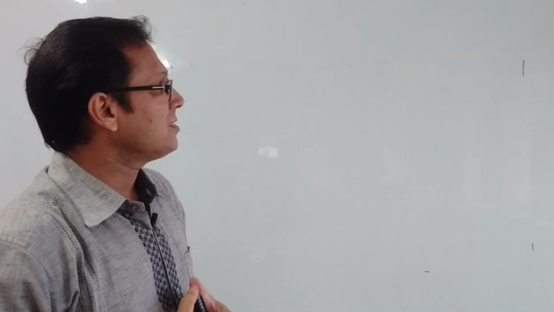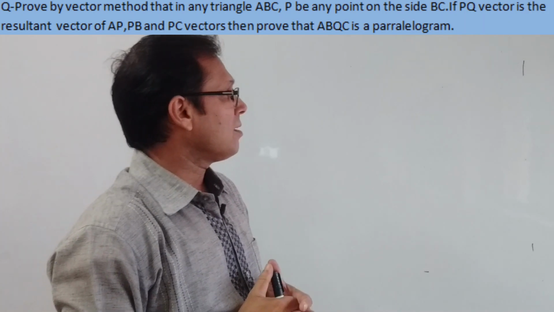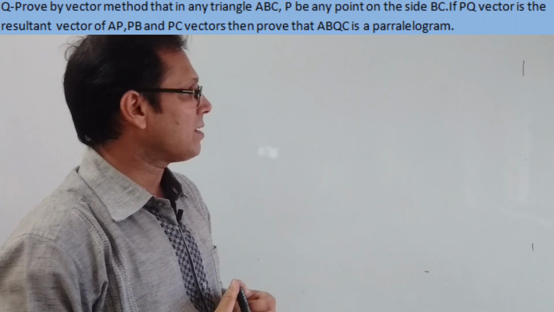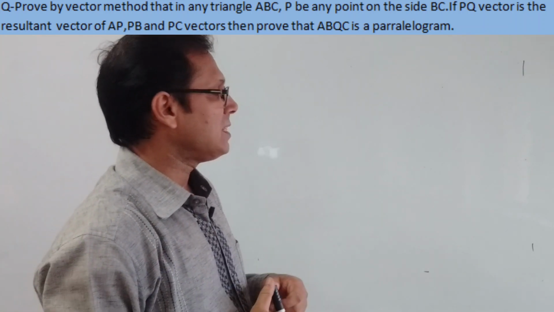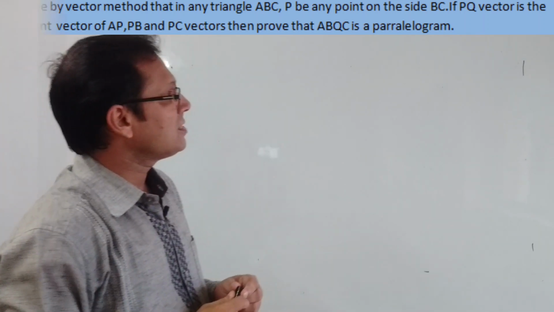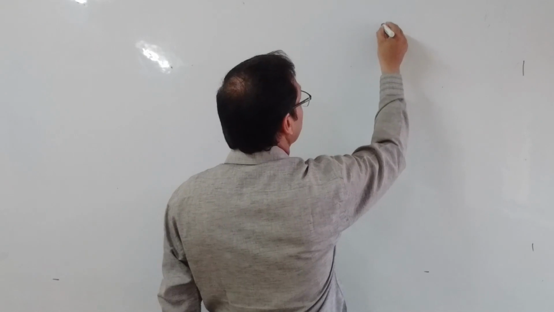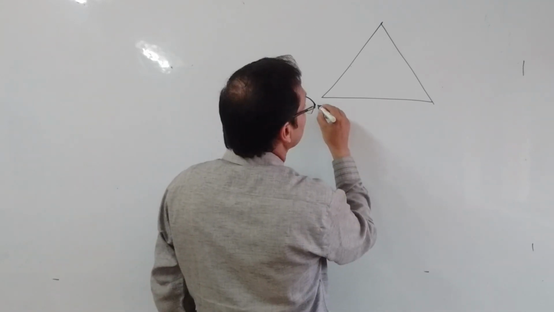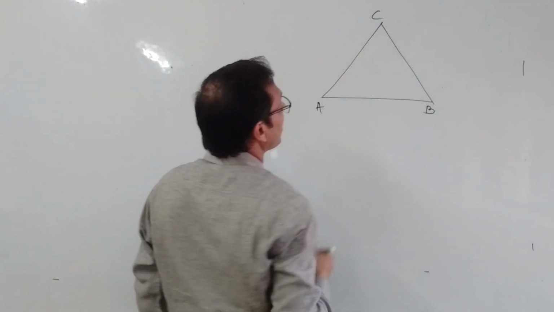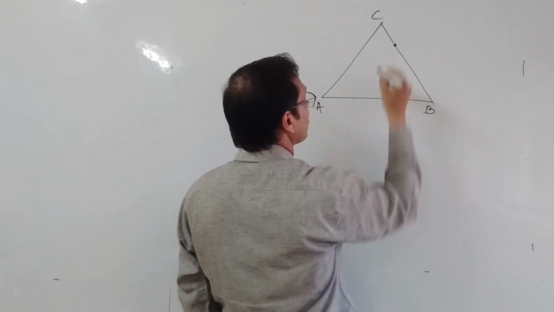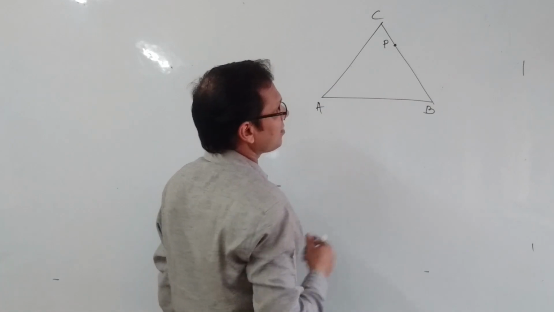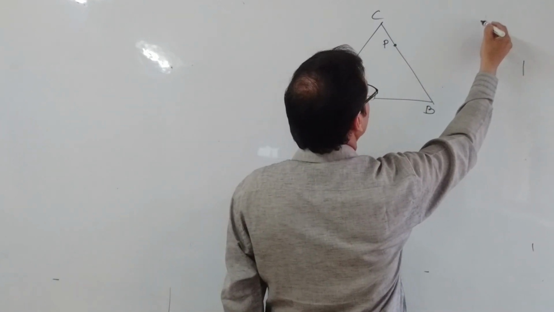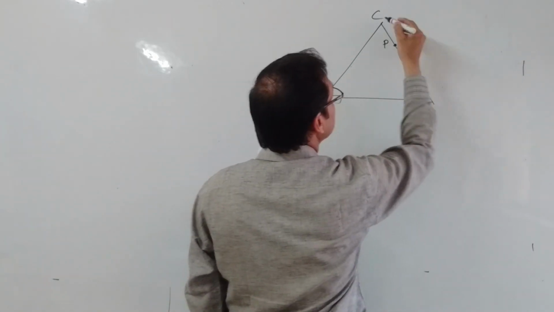Now we read the next question. In any triangle ABC, the point P being on the side BC, if PQ is the resultant of the vectors AP, PB and PC, then prove that ABQC is a parallelogram. Again read the question. Any triangle ABC, suppose the triangle is here, ABC is a triangle, and P is any point on the side BC. Suppose P is a point on the side BC, and Q is another point, such that you have to prove ABQC is a parallelogram.